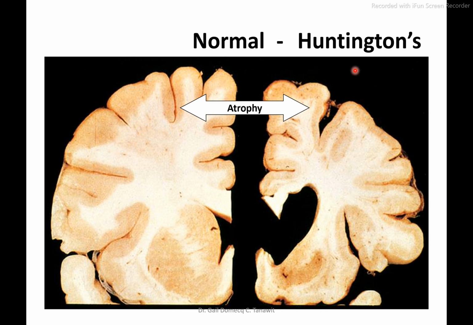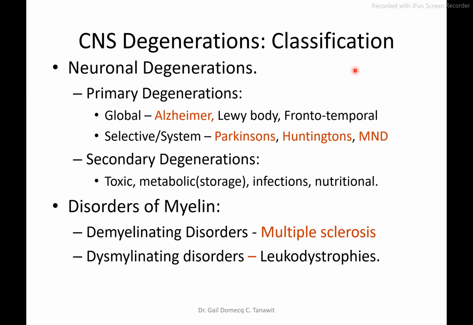Okay, so the normal brain on the left, and the Huntington brain on the right. Okay, this is striatum, and the striatum of the patients with the Huntington's disease. Okay, so we are done with the primary degeneration. There can be secondary degeneration on the other hand, and also disorders of the myelin.